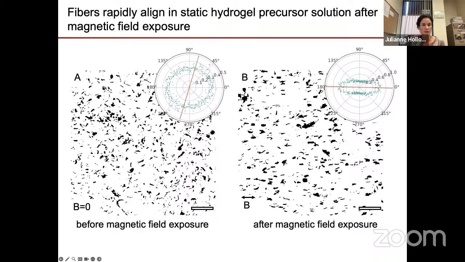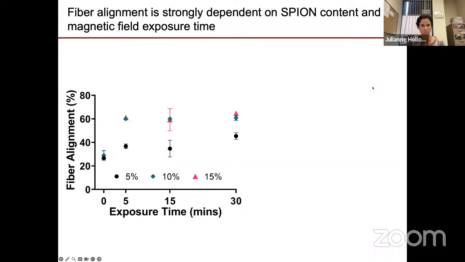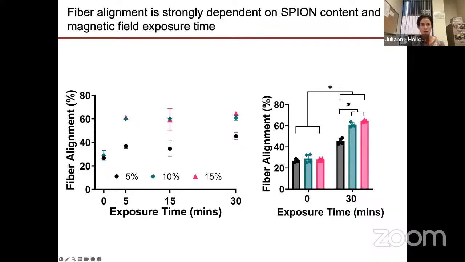And then here we see that in the presence of a magnetic field, this is before magnetic field exposure. This is in the static hydrogel precursor solution. So before cross-linking and after magnetic field exposure and after we've cross-linked and locked these fibers in place, if you look at these 360 degree histograms, you're able to see the random alignment before magnetic field exposure, and then the alignment of these fibers after magnetic field exposure. We're able to quantify this as a function of SPION content and magnetic field exposure time. And you see here that we're able to get significantly increased fiber alignment after applying a magnetic field for around 30 minutes.